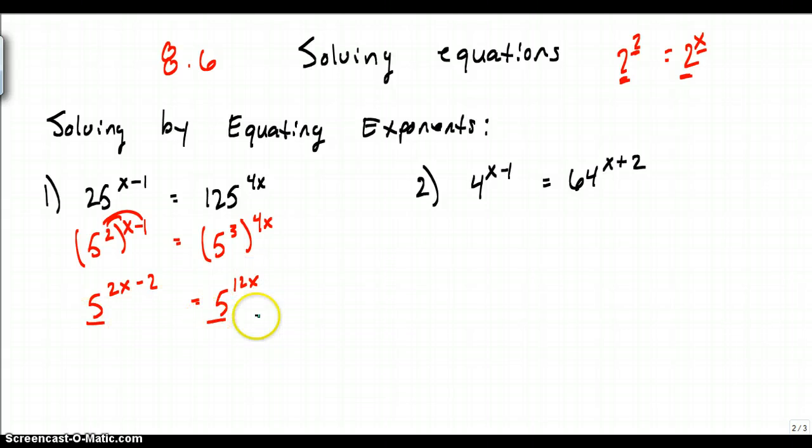My bases are the same, so now I can make my exponents equal to each other. So 2x minus 2 equals 12x. You can subtract 2x from both sides and then divide by 10. So x equals negative 1/5.